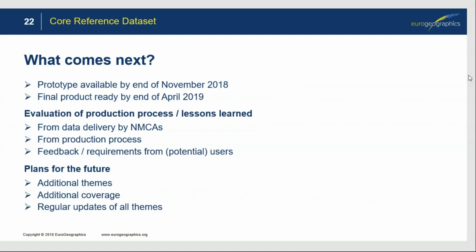Just the last slide, what comes next? We've finished the prototype. We're now working on the final product. This will be ready at the end of April next year, including all the countries that have delivered data up to then. Of course, we're learning while we're doing it, so we have to evaluate the production process. Can the data delivery be improved somehow? Do we have to change things in the production process? Are there any new requirements or feedback from users? And now we have only focused on hydro and transportation, but additional things of interest, additional coverage, are always welcome. Anybody who wants to contribute. And of course, we have to think about how we're going to update and maintain those things we've already included.